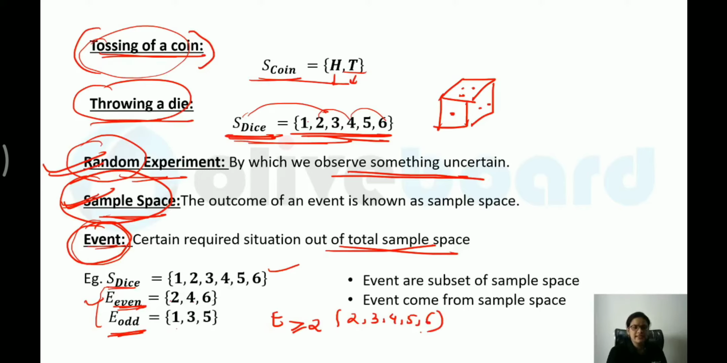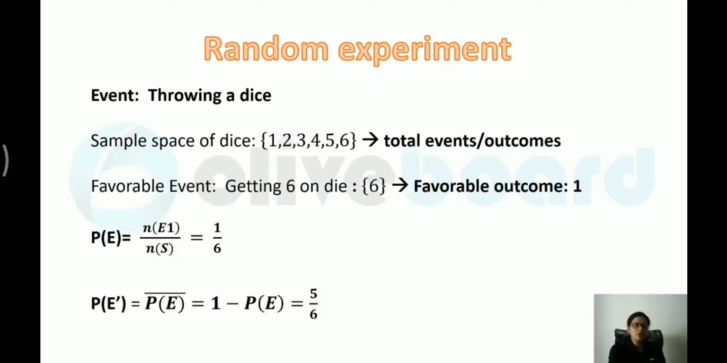So can I say that an event is always a subset of your total sample space? Event will always come from a sample space and it is always a subset of the total values. So please make sure that you understand these three things: what is the random experiment, what is the sample space, and what is the required event in your case? Now let me move on to the question.